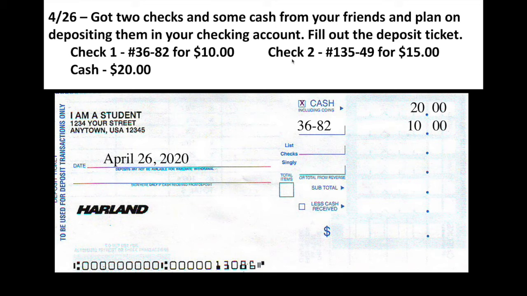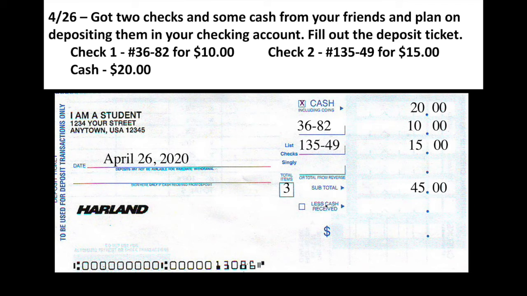The second check that's listed up here, 135-49, will be listed next, and that's for $15. Now we have all 3 items listed in the body of our deposit slip. So we will go down and write 3 in the items line. After we add those 3 numbers together, we will put $45 in the subtotal.